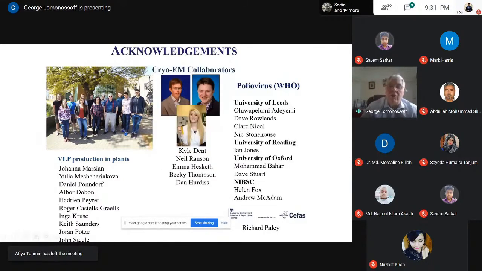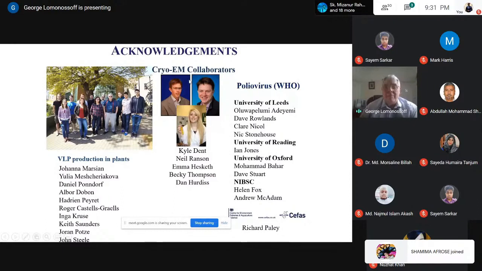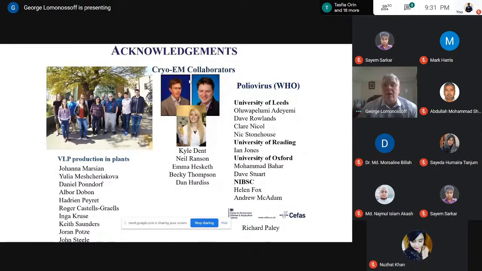Also to thank all the cryo-EM collaborators in the Asprey Centre in Leeds, but also particularly I want to thank, of course, the Polio Consortium and colleagues at Leeds, and obviously you've heard from Nick Stonehouse, but also the people at NIBSC, National Institute for Biological Standards and Control, who did a lot of the immunology and actually identified the stabilizing mutations. And also, I want to give a call out to the people at the University of Oxford for the cryo-EM analysis. And down here for the NNV, of course, Richard Paley at CEFAS, looking after the fish.